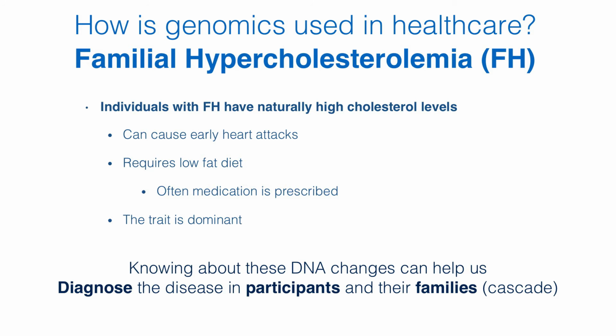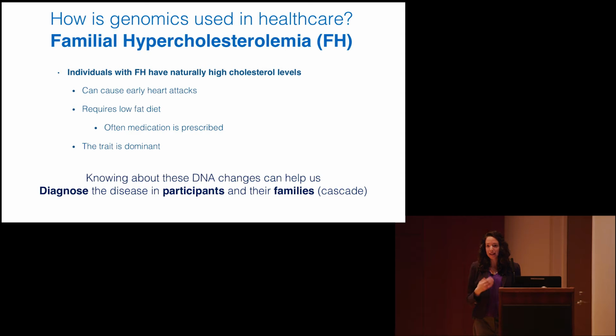All right, and then my final example is about familial hypercholesterolemia. It's kind of a mouthful, so we call it FH for short. Individuals with this disease have naturally high cholesterol levels. This can be hard to diagnose because we know that some individuals have high cholesterol levels because of lifestyle choices. But for these individuals, even if they have just a normal lifestyle, their levels are extremely high. So it ends up causing a lot of early heart attacks in families where individuals have this disorder.